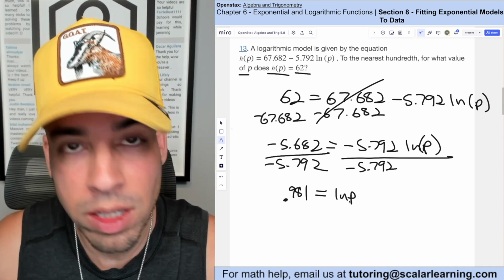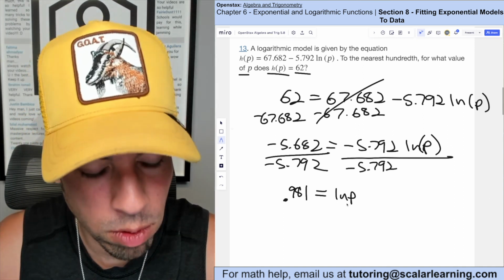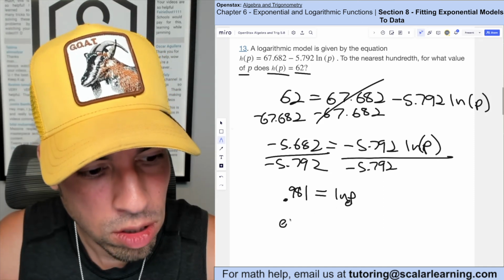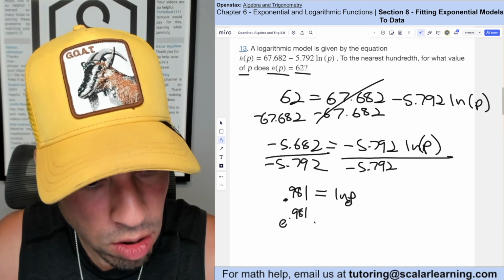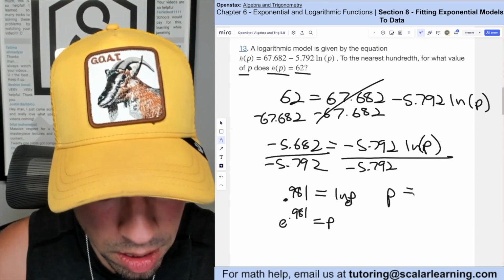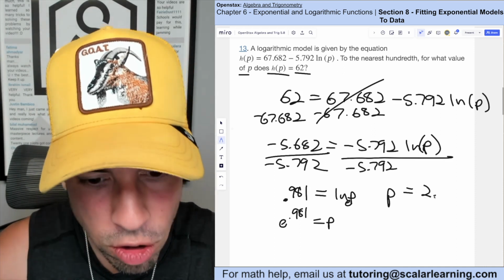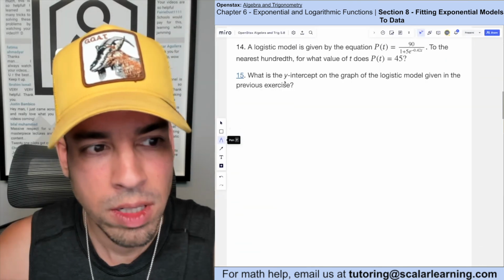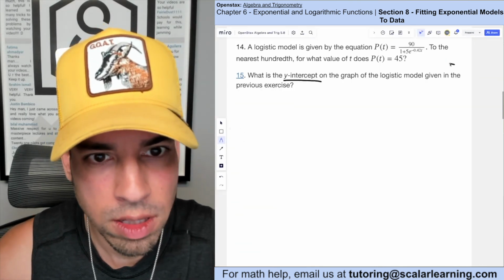Now, last but not least, we're going to convert this to its exponential equivalent form since it's ln, that's base e. So it's e to the 0.981 equals that argument of the logarithm, which is p. And when you evaluate this in a calculator, you get p equals approximately, to the nearest hundredth, 2.67. That's your answer.